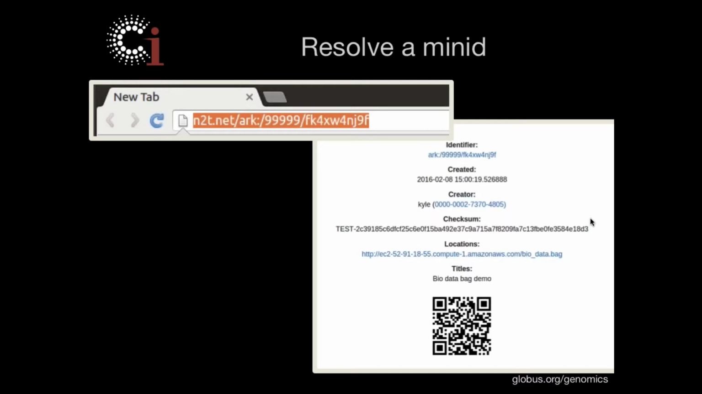And we have worked on this: if the bag becomes a pointer to a large-scale genomics data set, then the min ID would resolve to a GridFTP URL, so you can transfer the data easily using Globus, our large-scale data management service.